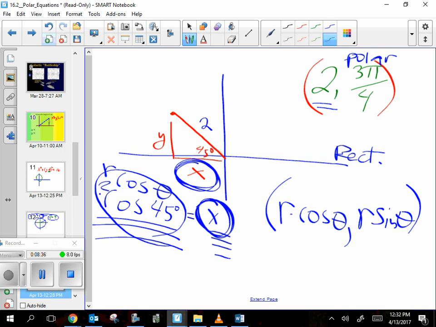And if you look at this picture, you might be able to see better why it's, I just did cosine, sorry, sine of 45 would be so opposite over hypotenuse, y over 2. So if that 2 can just come over here, I have y equals 2 times sine of 45. R times sine theta. All right, where else could I have gotten that x equals r cosine of theta?